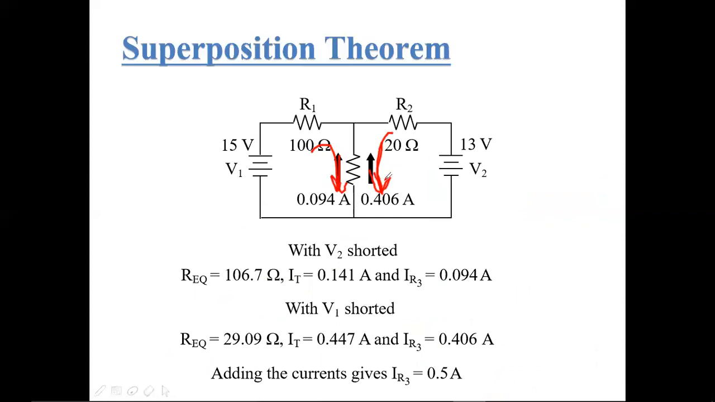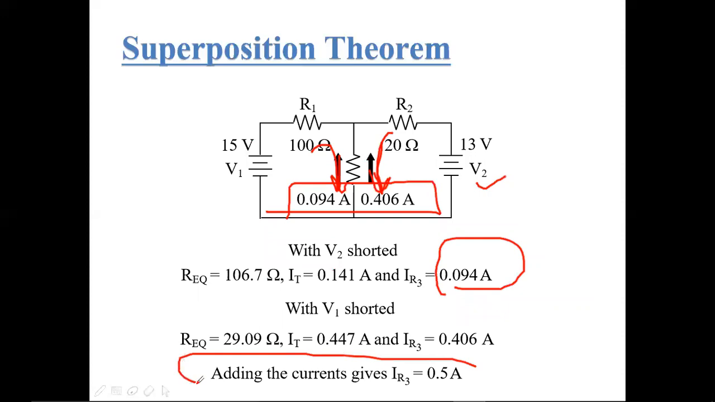So since both currents are in downward directions, you need to add these two currents. One is 0.094 based on the V1 activation. One is 0.406 based on the consideration of V2. So IR3 is equal to 0.094 plus 0.406, hence the total current traveling through the R3 resistor when both sources are active is 0.5 amps. This is the way of solving the problem using the superposition theorem.